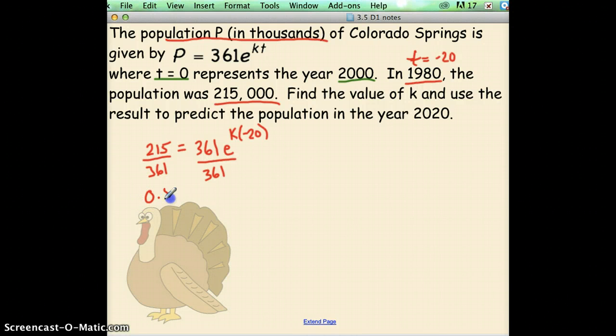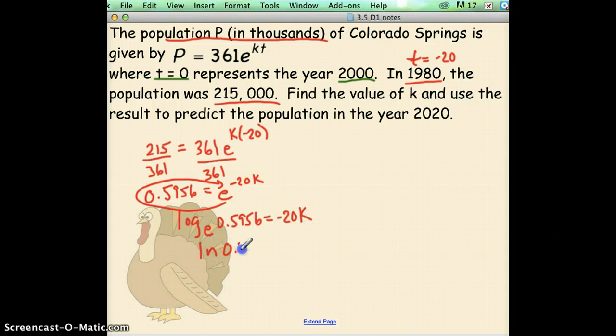is 0.5956 e to the negative 20. Okay, now we're going to solve for the exponent. So we're going to swoop it into a logarithm. Log base e of that decimal, 0.5956, equals negative 20k. And if you want to say natural log, you can.